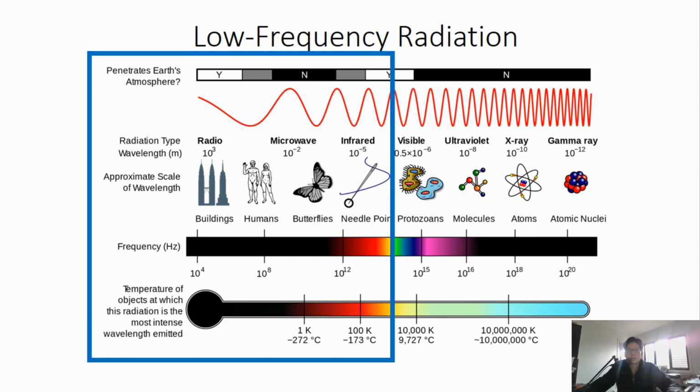Alright, so let's start the lesson by looking at low frequency radiation. That's all the ones to the left of visible light here. That includes radio waves, microwaves, and infrared waves. Let's start by going through the different radiation from the very left, and that brings us to radio waves.